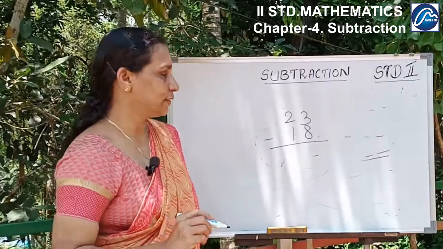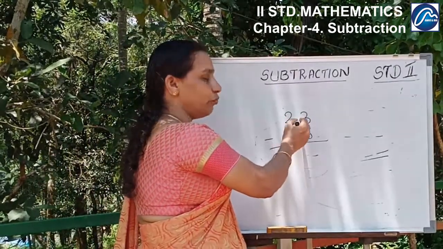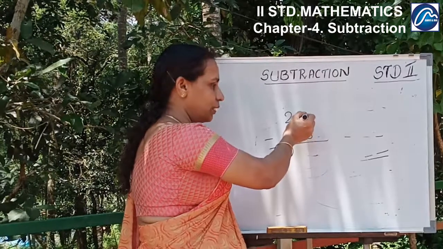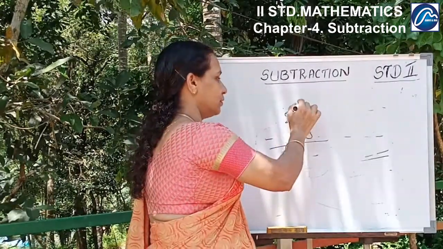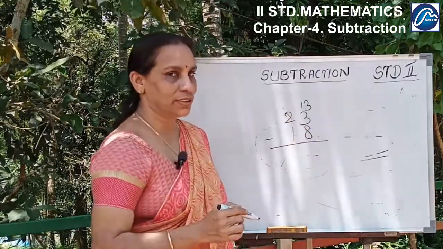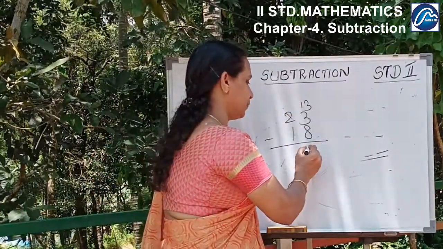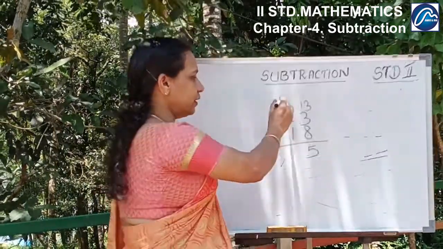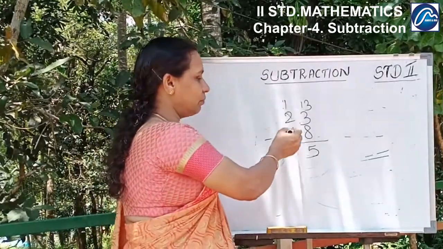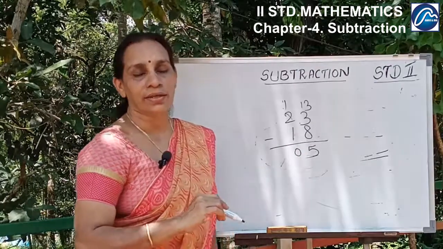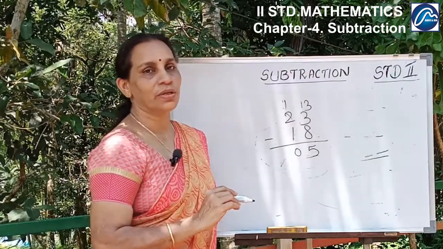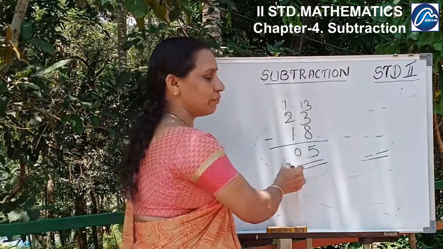23 minus 18. You have to borrow from here. Don't subtract like this, from bottom to top, don't subtract. So 13 ones. 13 minus 8, 5. And here only 1 ten. 1 ten minus 1 ten is 0. There is no meaning here in writing the 0. So the answer is 5.